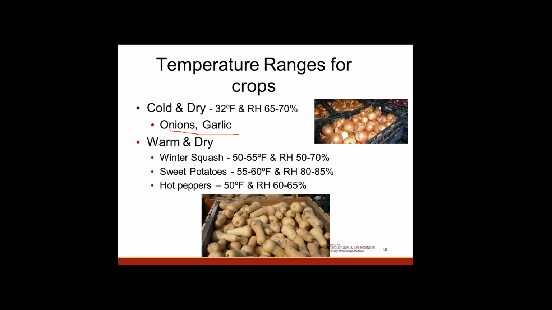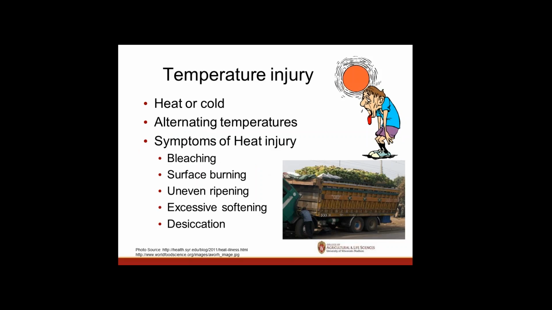And then we have some specialty crops. So we've got winter squash that have requirements. We've got sweet potatoes. Here's hot peppers. Most of these are warmer temperatures and lower relative humidities. And if we get some of these too cold, you'll get chilling injury. Which brings up temperature injury. Basically, it can be from either hot or cold. It can be from alternating temperatures. And some of the symptoms of heat injury are going to be bleaching, surface burn, uneven ripening, excessive softening, and desiccation or water loss.